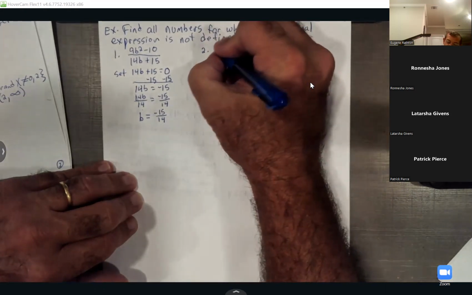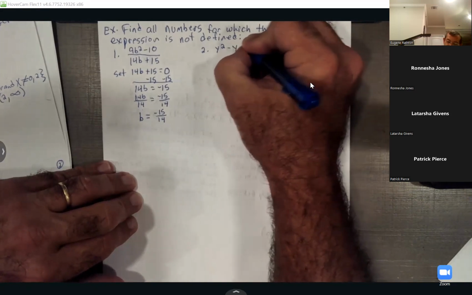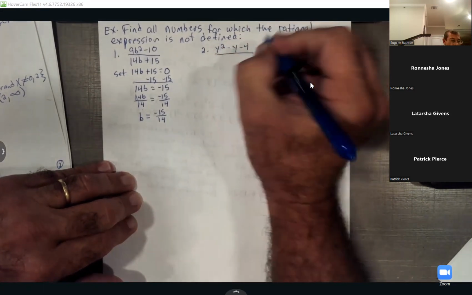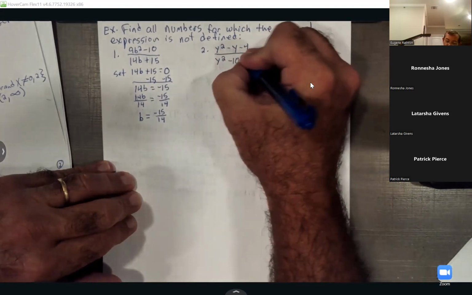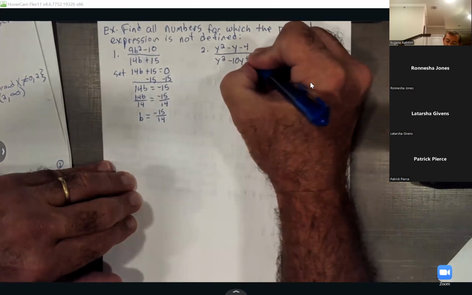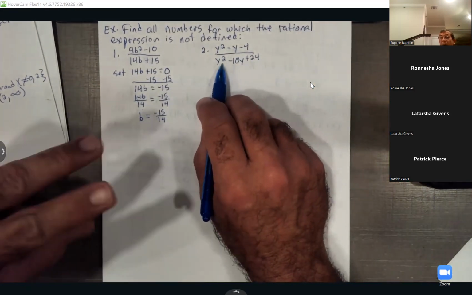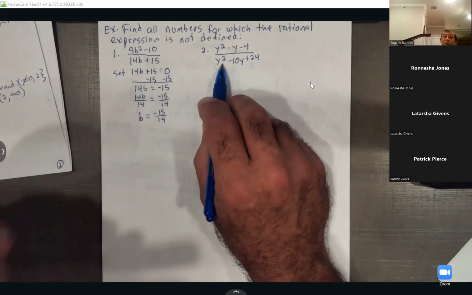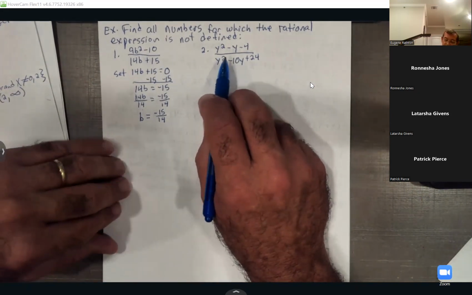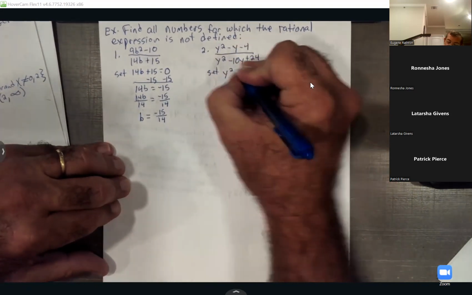Now let's do this one and see what we come up with. Y squared minus y minus 4 on top. On the bottom is a y squared minus 10y plus 24. All right, we got a y squared in the bottom, so that means we have to get 2 answers when the y is squared, okay? So we're going to get 2 answers out of that. So we're going to set that equal to 0.